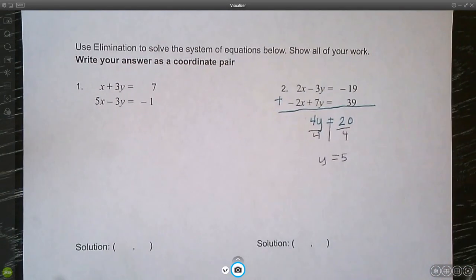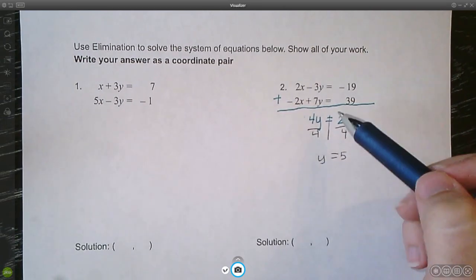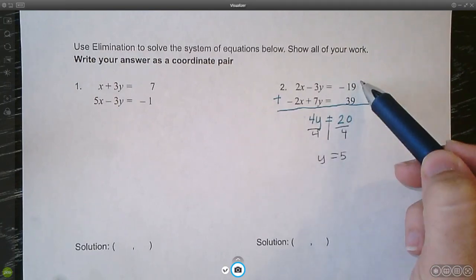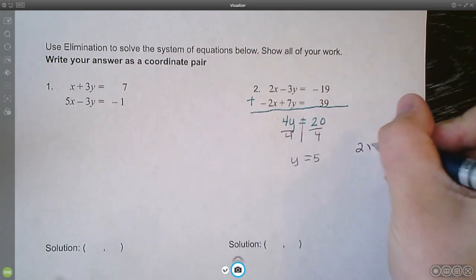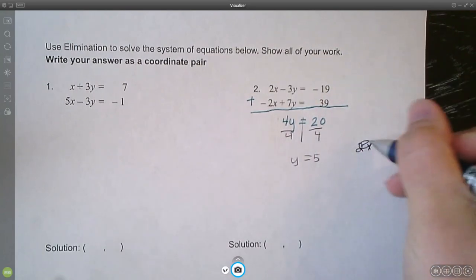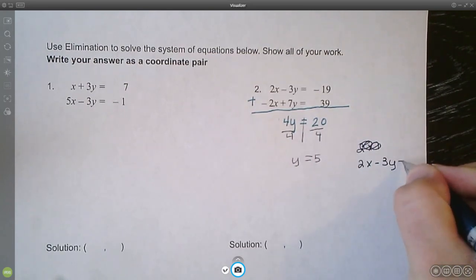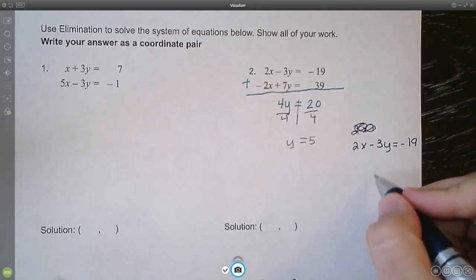Okay, so now we have to solve for x. We're going to take this y and substitute it in. You can use the top equation or the bottom equation. It does not matter which one. I'm going to use the top one. So we've got 2x minus 3y equals negative 19. And we already know that y equals 5.